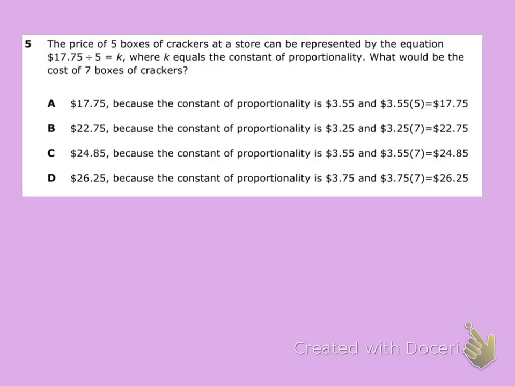Number 5. The price of 5 boxes of crackers at a store can be represented by the equation 17.75 divided by 5 equals K, where K equals the constant of proportionality. What would be the cost of 7 boxes of crackers? So it's saying that 5 boxes equals $17.75 altogether, right? So $17.75 represents 5 boxes. And it wants to know what would be the cost of 7 boxes.